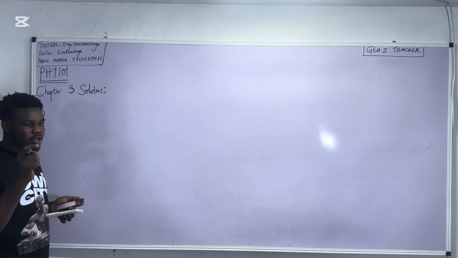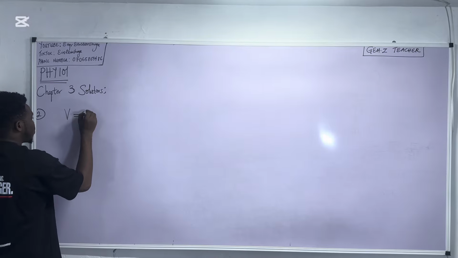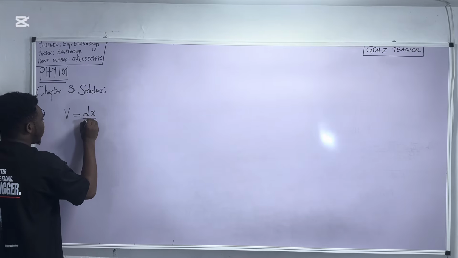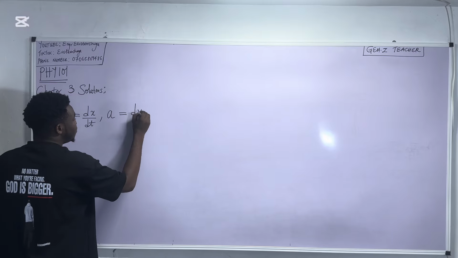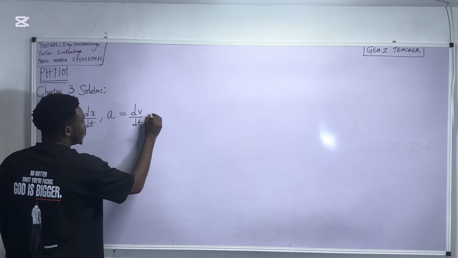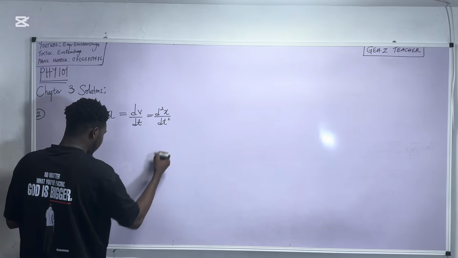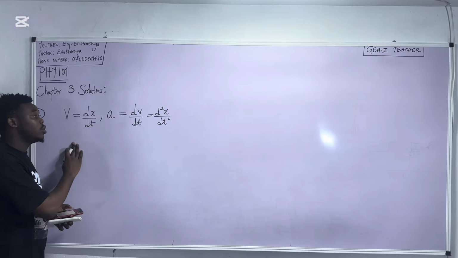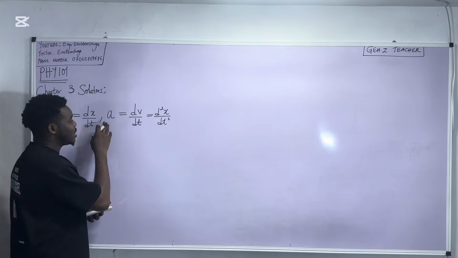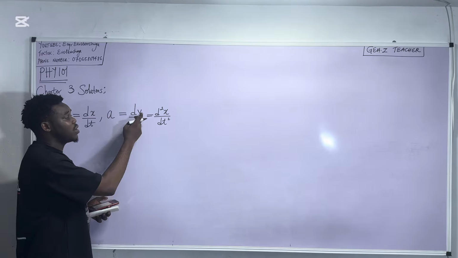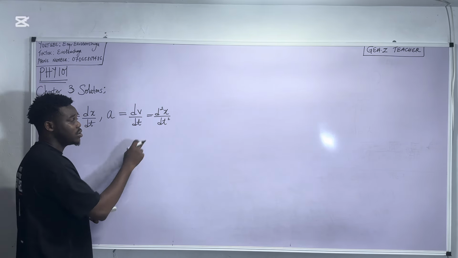Now quickly, just for remembrance sake, take note, velocity is actually dx over dt, while acceleration is dv over dt, or d squared x over dt squared. Meaning, to get velocity, you're going to differentiate displacement once, while to get acceleration, you differentiate velocity once, or you differentiate displacement twice, the second derivative.